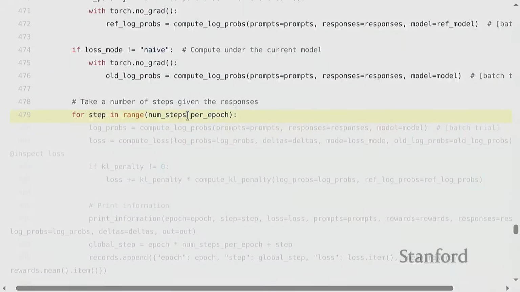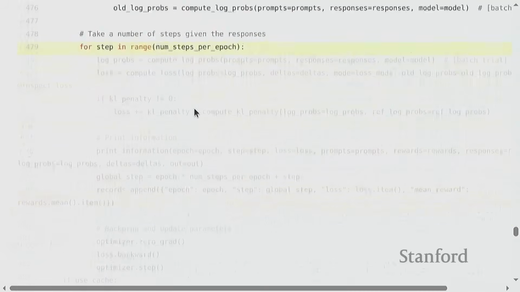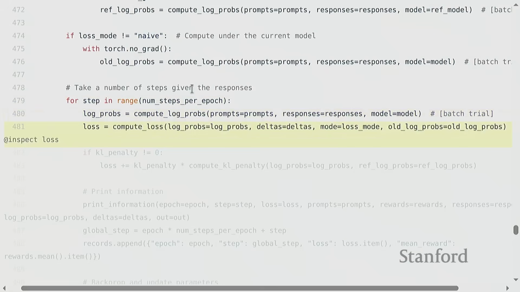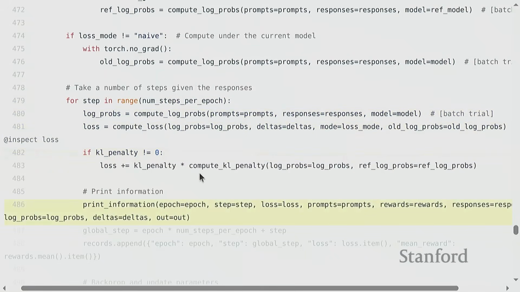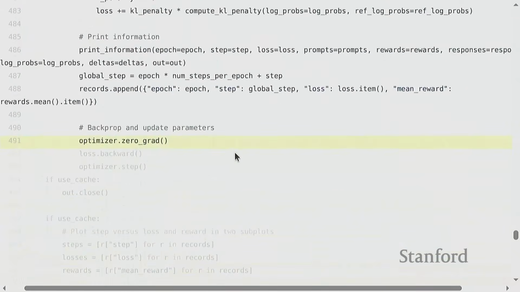The idea here is that, remember, inference is expensive. You generate and you want to do a bunch of gradient steps with respect to the responses. So this inner loop is basically taking a bunch of steps with respect to the same set of responses. To do that, you compute the log probs, you compute the loss. If you want, you can add a KL penalty, which sometimes helps, sometimes doesn't really make a difference. And then you just optimize.